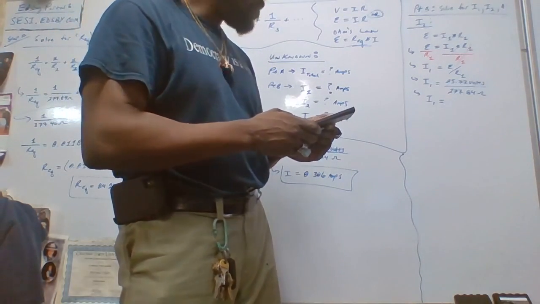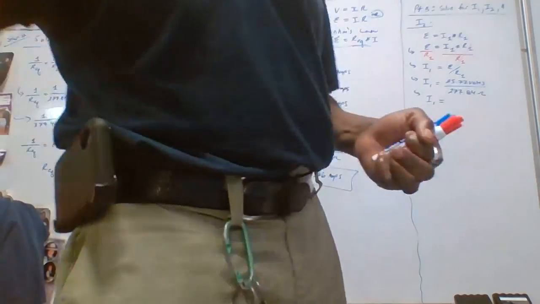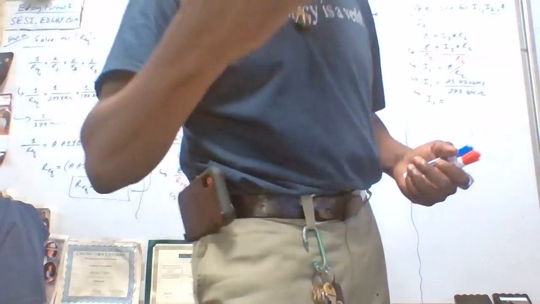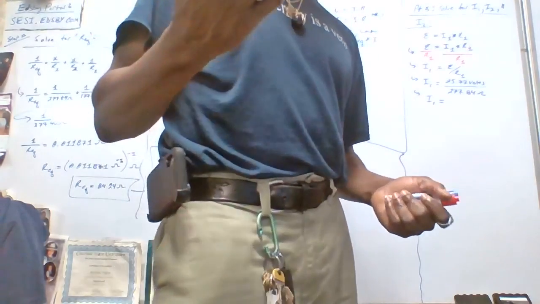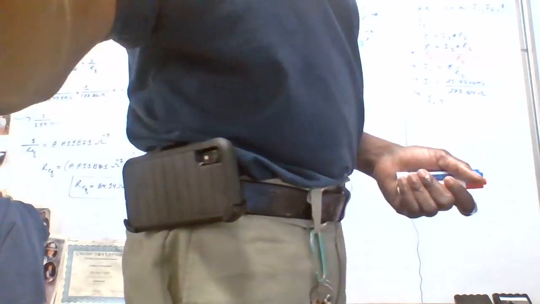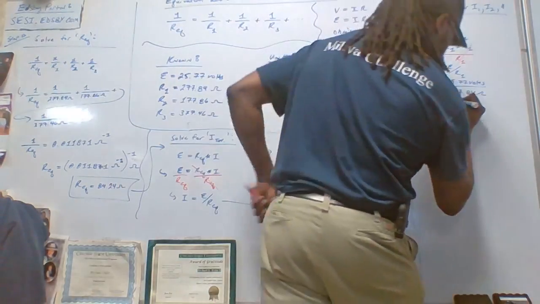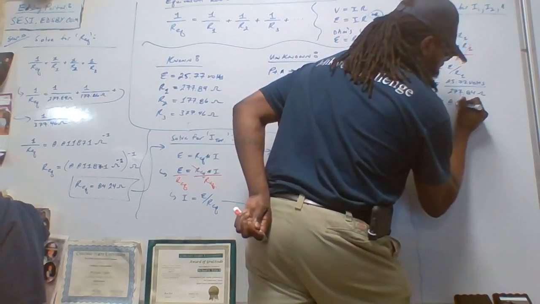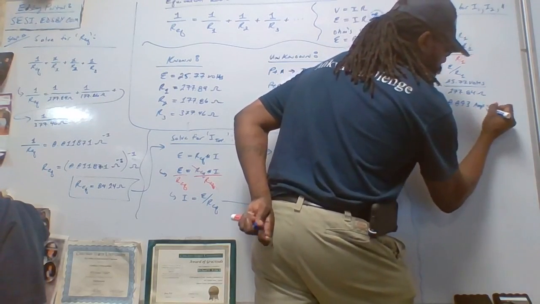Okay, you got it? Let me see what your calculator said. All right, 0.093. I think there's a 7 behind that, too. So 0.093, right, Alika? And that's amps. That's 10 points for Alika.